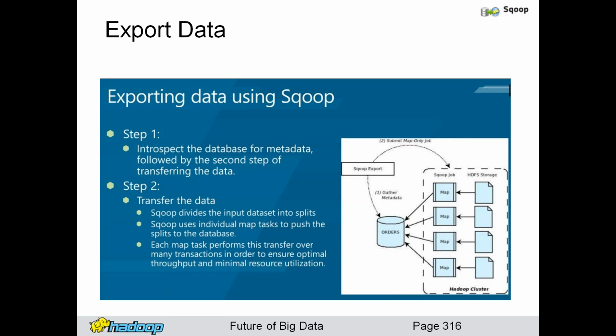Each map task performs this transfer over many transactions in order to ensure optimal throughput and minimal resource utilization. Somebody asked, if I'm processing 64 MB, how will the receiver side handle it? Each mapper task performs the transfer over many transactions to ensure optimal throughput and minimal resource use, so you will not feel anything even with a larger data size. That's where the engine works.